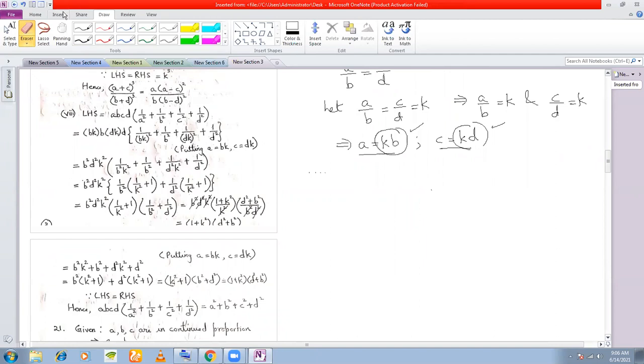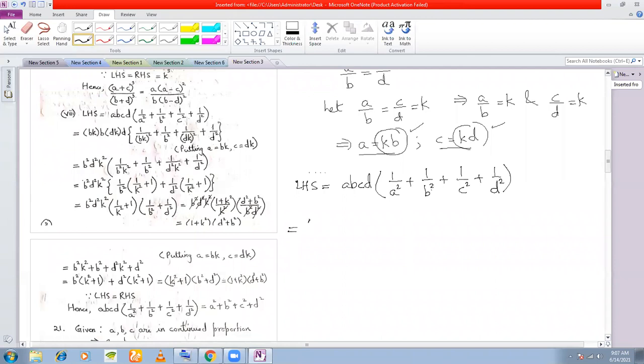Again, A, B, C, D are in proportion. So we get the value of A and C as it is. And here we are required to prove that A, B, C, D into (1 by A square plus 1 by B square plus 1 by C square plus 1 by D square) is equal to A square plus B square plus C square plus D square. So we start from the left hand side. Left hand side given here was A, B, C, D into (1 by A square plus 1 by B square plus 1 by C square plus 1 by D square).